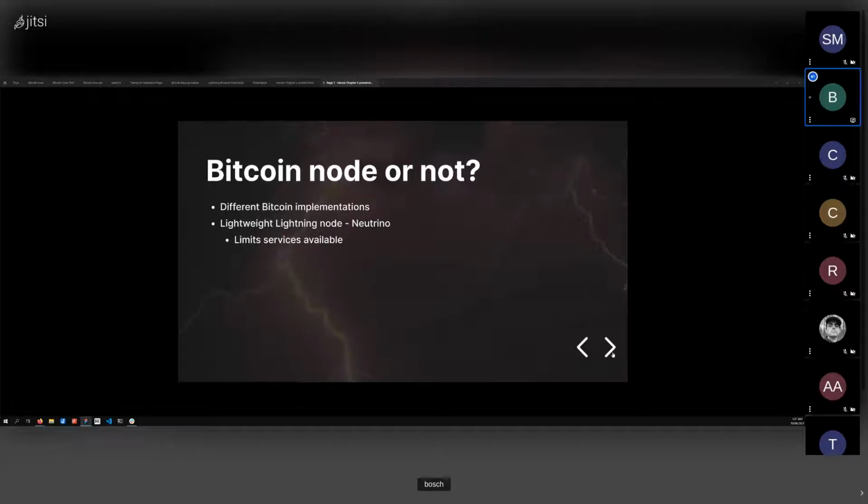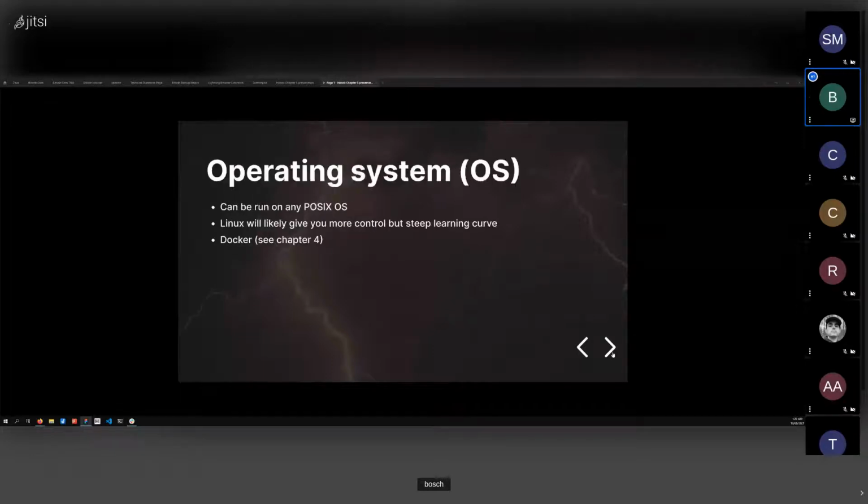What I mentioned before about the mobile nodes, they're essentially lightweight Lightning nodes. Many of them use Neutrino. So I think Breeze uses Neutrino. I'm not sure if Moon and Phoenix do, but I'm pretty sure they don't. But it's just an example of a scenario where you don't need a Bitcoin node. So something to add.